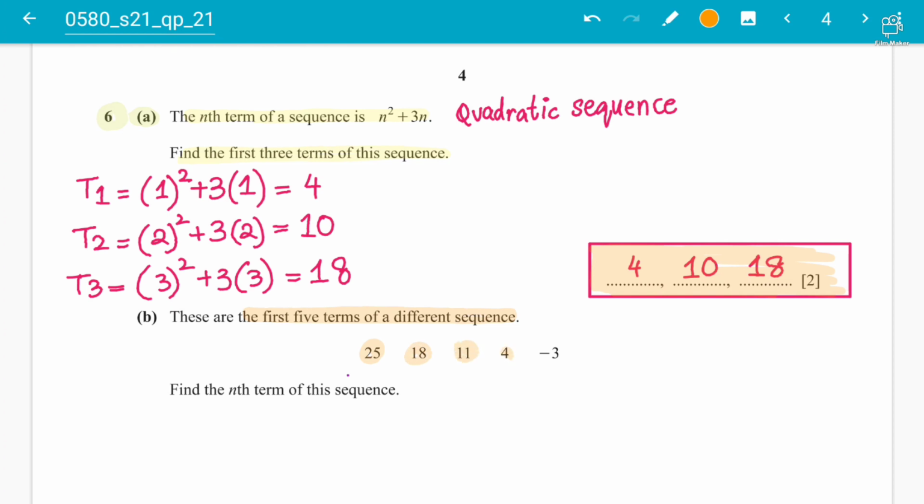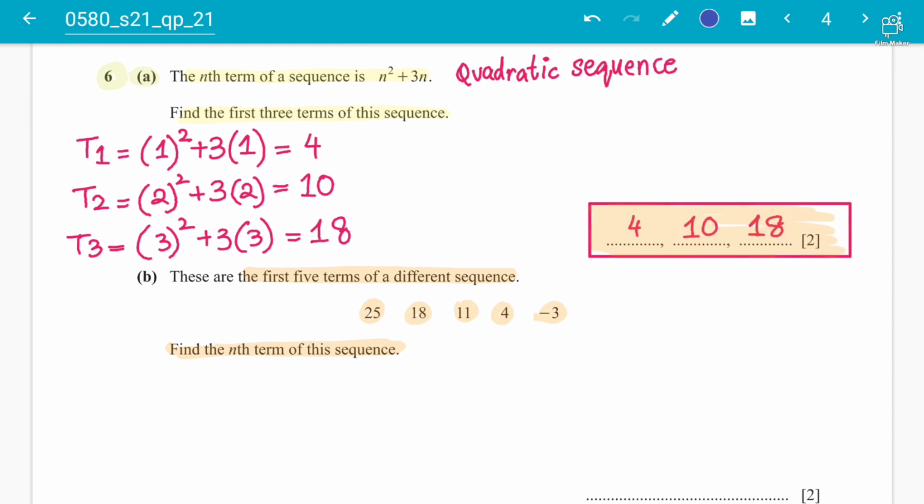25, 18, 11, 4 and minus 3. You have to find the nth term of this sequence. So again you have to give the formula, the nth term. You find that 25 to 18 is a difference of minus 7. Let's see, 25 minus 18, yes, minus 7 difference. 18 minus 7 is 11, 11 minus 7 gives me 4, and 4 minus 7 gives me negative 3, which leads to the conclusion that this is a linear sequence.